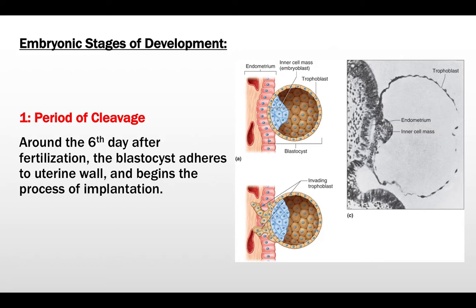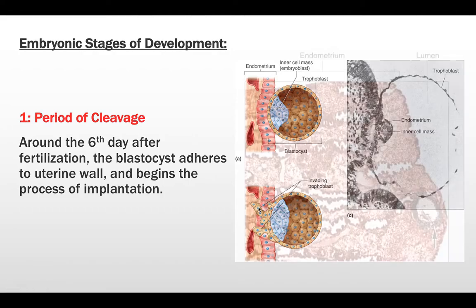Around the 6th day after fertilization is when this blastocyst will finally adhere to the wall of the uterus and really begin to divide and grow into it. We'll have this fusion of cells where the blastocyst cells will start to grow down into the lining of the uterus.